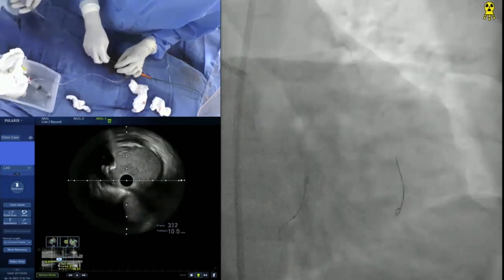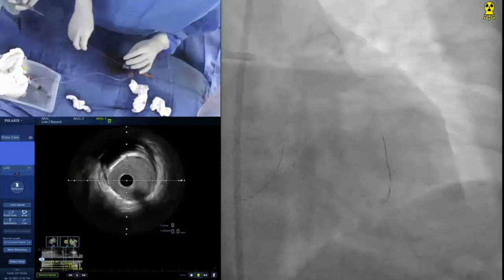Well, you have to do lesion preparation. Yeah. You can't direct stent it. You've got to make sure it opens up.